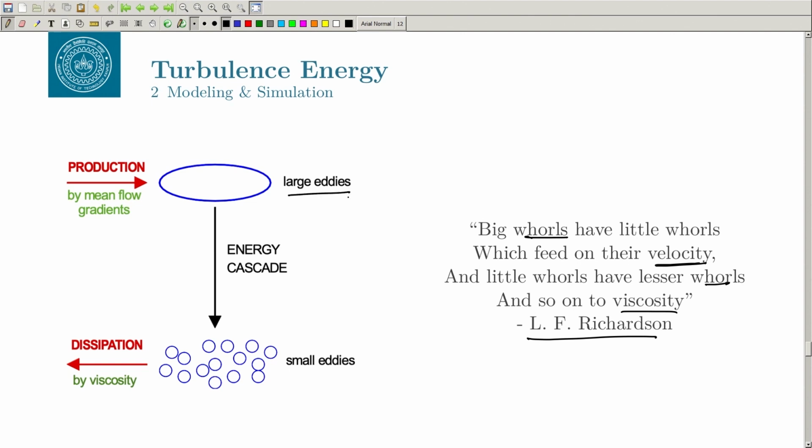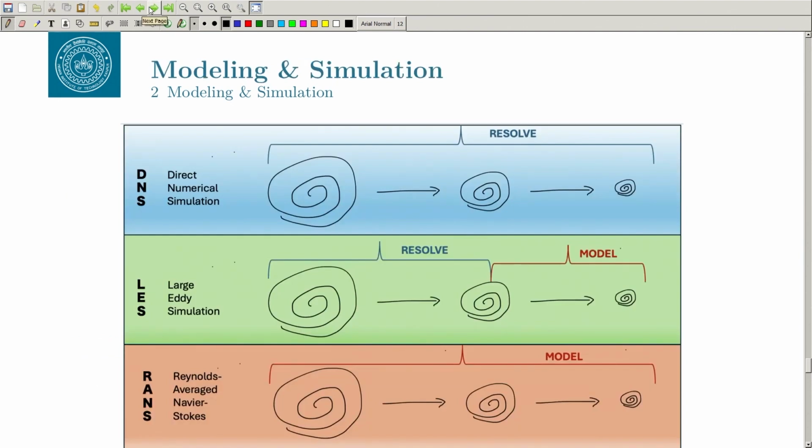You have the largest eddy, you have the smallest eddy, there is energy cascade in between, and then there is dissipation happening, and production happening because of the mean flow here. Okay. And this picture again is very important, how the energy cascade works, and when we talk about the K epsilon turbulence model, we will look into this picture again. Okay. Now, there are many approaches to solve this problem.